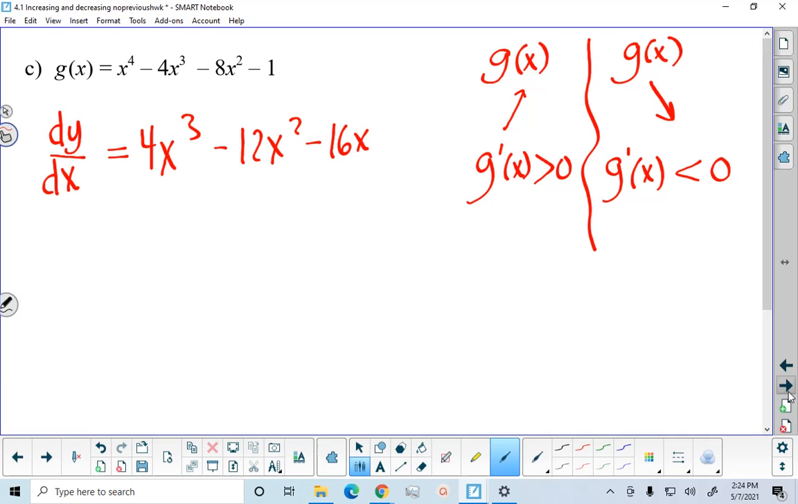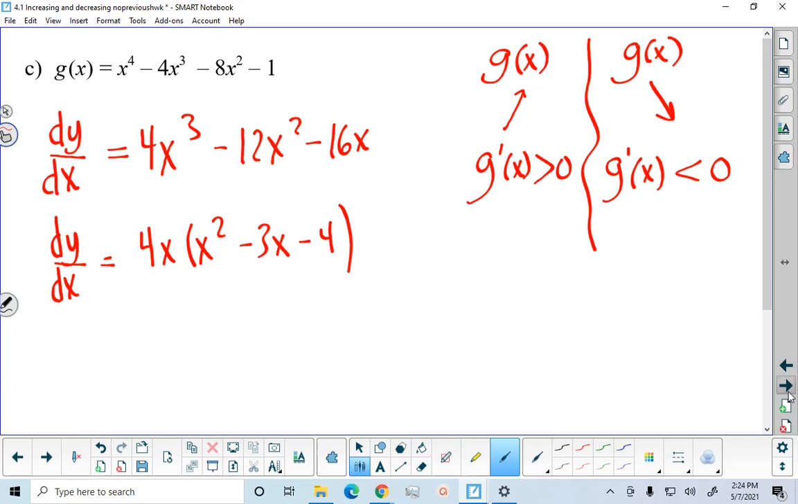But before you can decide where g prime of x is positive and where it is negative, you have to know where it is 0. In order to find the values of the variable that make something 0, you must have things expressed in factored form, because then we can just answer the question by inspection. I can take out a 4x and have x squared minus 3x minus 4.